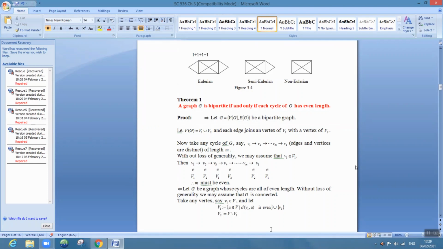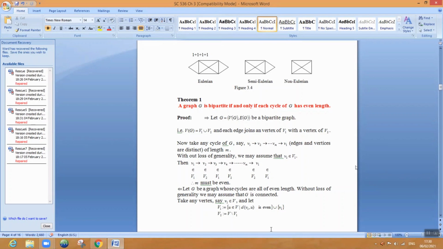Theorem 1: a graph G is bipartite if and only if each cycle has even length. Okay. If the graph is bipartite, that means vertices can be colored in two colors. Whenever you take an edge, one side is one color, one side is the other color. That means no two vertices of the same color will join.